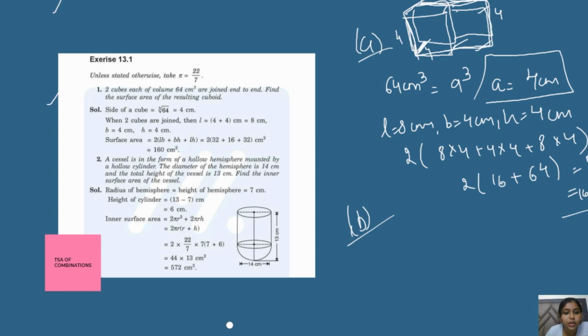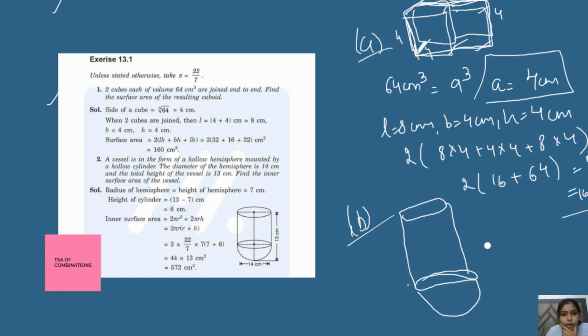So this is the vessel which is already given. It has a hollow hemisphere. This is a hemisphere like this, you can just draw the hemisphere. Okay, it is mounted by a hollow cylinder. So here a hollow cylinder is present like this.